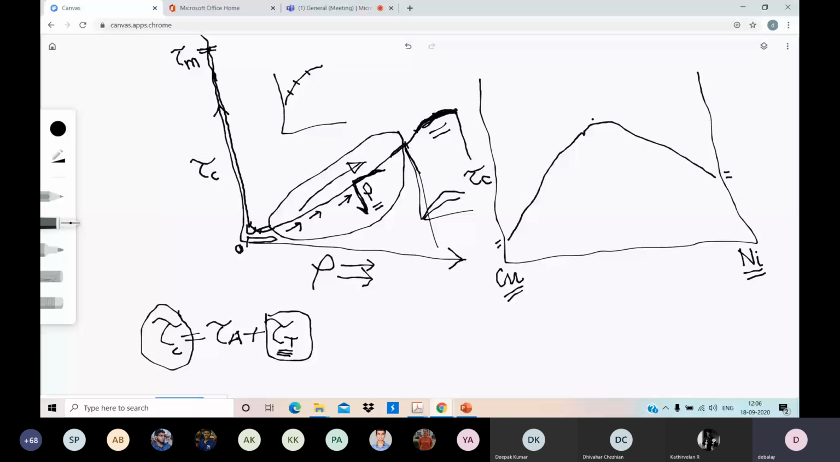Maximum is at 50-50. So what is this aspect called? Solid solution strengthening. Absolutely right. If you take pure iron and you increase carbon percentage and you consider that carbon is going into solution, how will the critical resolved shear stress change? It is going to increase. Again, solid solution strengthening.